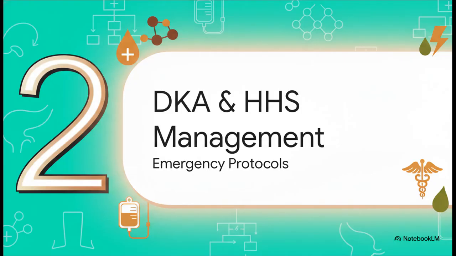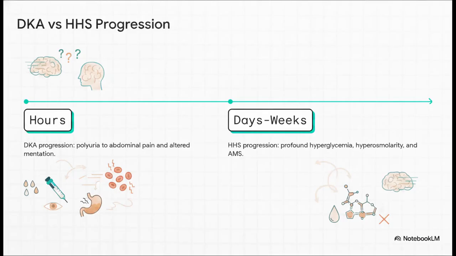Section 2. DKA and HHS management. Timing is your major differentiator on the exam. DKA develops rapidly, usually over just hours. It often happens in type 1 diabetes or even as the very first presentation of the disease. It progresses quickly from polyuria, polydipsia, and blurred vision straight into abdominal pain, vomiting, altered mentation, and those deep, rapid Kussmaul respirations. HHS, however, is a subacute progression over days to weeks, almost always in type 2 diabetes.